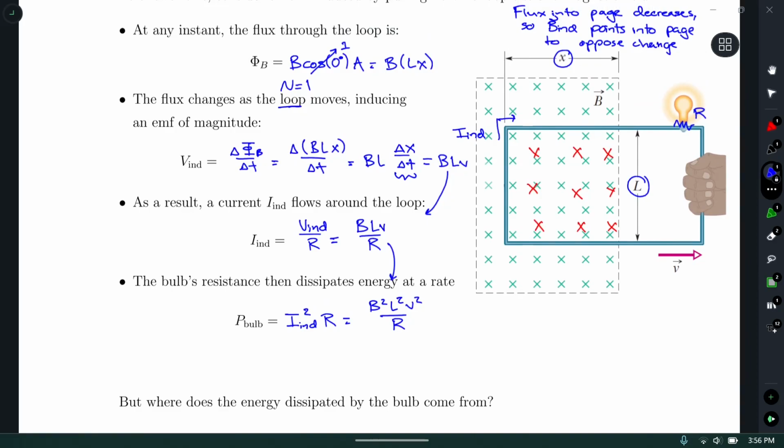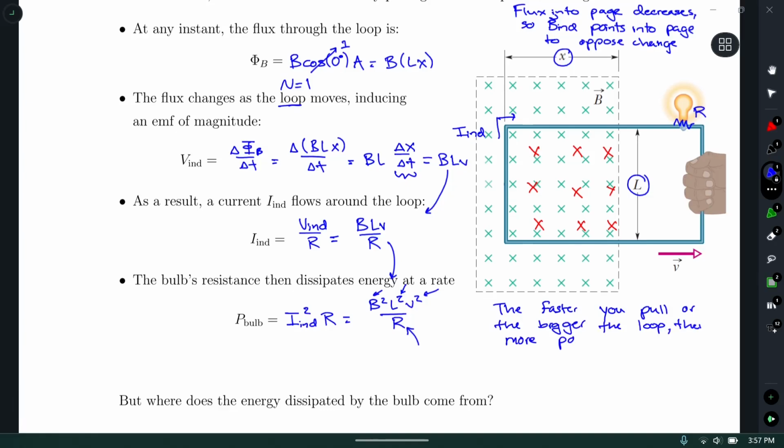To see the significance of this, we can think about each term. This is saying that because the power dissipated by the bulb is related to the brightness of the bulb, if we have a stronger magnetic field, we have a larger loop, or we pull the loop faster, we will get more power dissipated, the bulb will glow brighter. If the resistance is lower, that will also make the bulb glow brighter. The faster you pull, or the bigger the loop, or a couple other things, but I'll focus on those, the more power dissipated, and so the brighter the bulb.